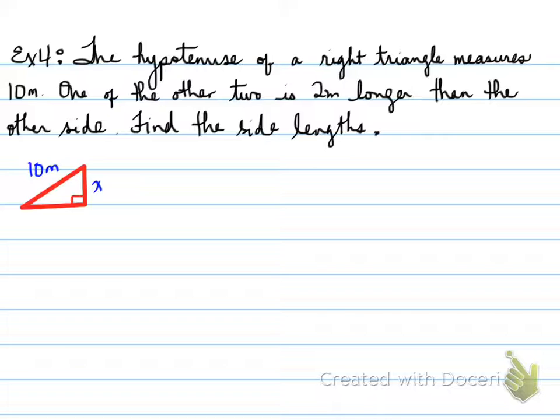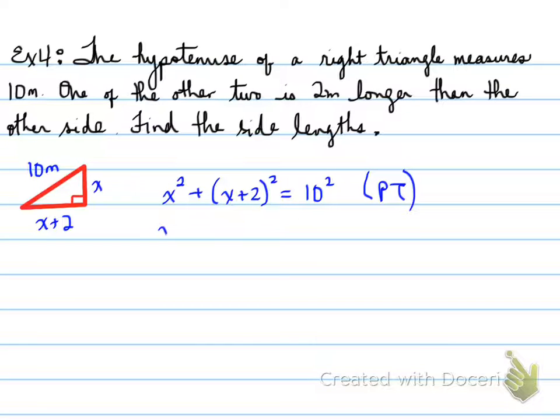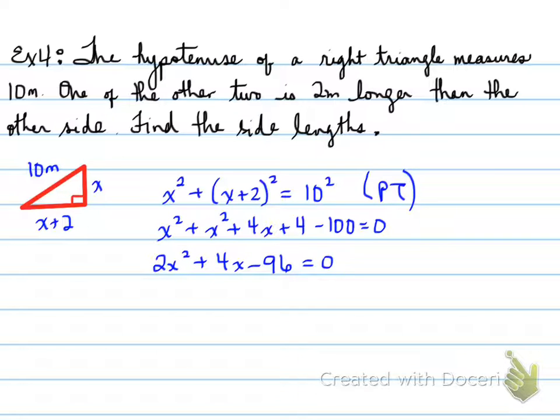Then one side measures x, and the other side measures x plus 2. What do you have? You have the Pythagorean theorem, which says x squared plus x plus 2 all squared is equal to 10 squared. Expand the expression, collect like terms, bring everything to one side, and we get something like this. What we want to do here is common factor, folks. We do want a common factor, and see if we can factor that, which we can, lucky for us.